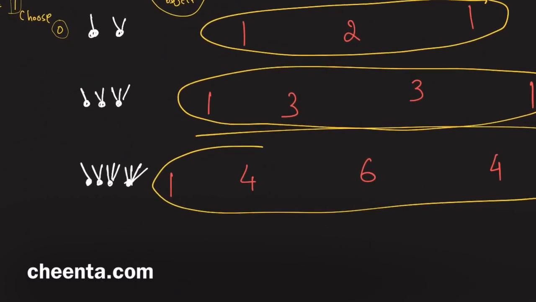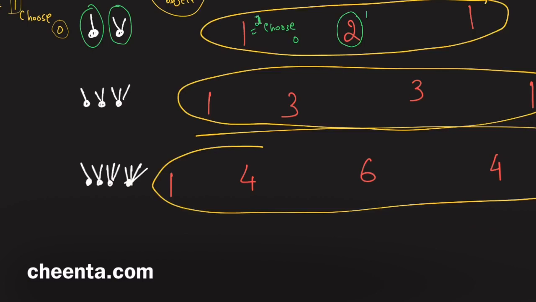Let's look at the third line. It has two objects, both of them are different. The first number tells you 1 choose 0, the do nothing case. There is only one way to do nothing. Do nothing. Okay.